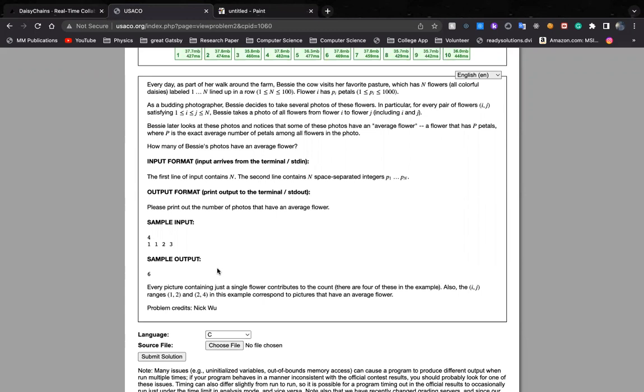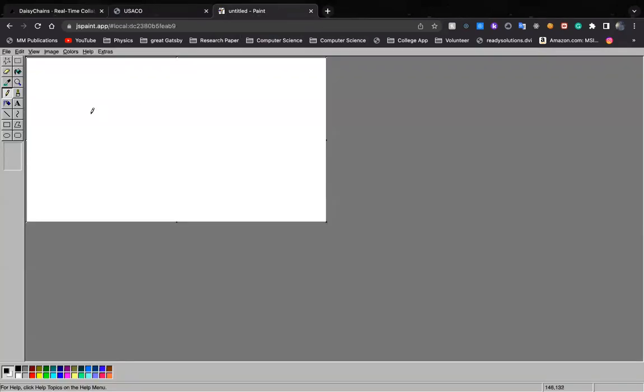And then she later looks at the photos and notices that some of these photos have an average flower, which means the flower that has P petals, where P is the exact average number of petals among all the flowers in the photo. How many of Bessie's photos have an average flower? And then the input format is the first line contains N, the second line contains those N flowers with the petals, and then the output contains a number of flowers which have the same amount of petals as the exact average. So let's just think about this question.